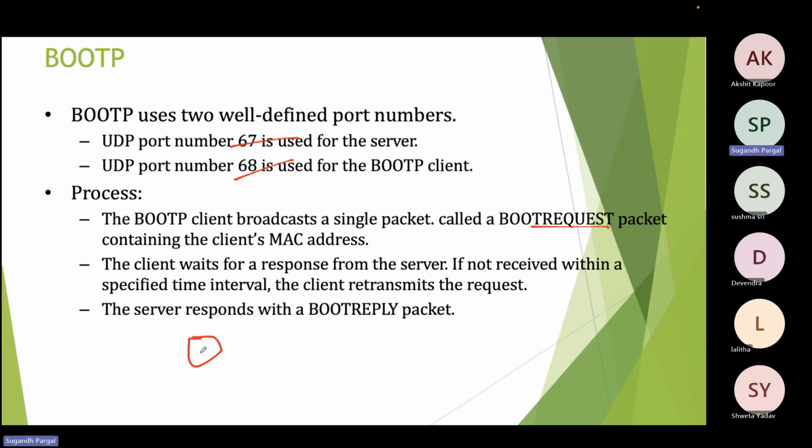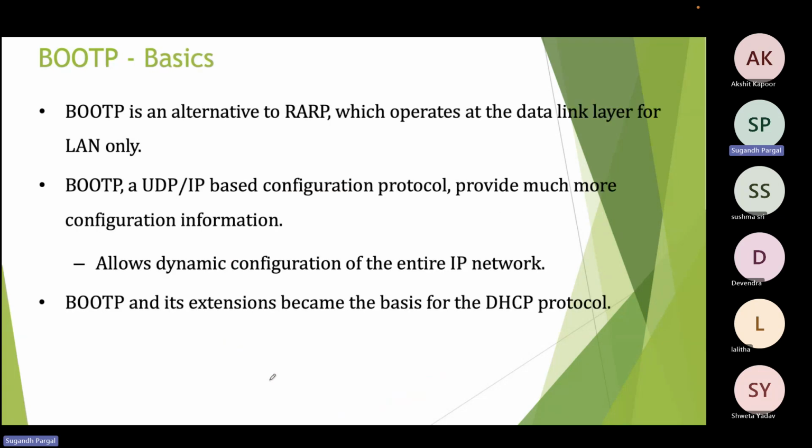Like this is a client. It sends a boot request as a broadcast message to different machines, and then it receives a response from the server. If not received within a specific interval, the client retransmits the request. So the server responds with a boot reply packet to the client, and then the client knows the IP address of its machine. So BOOTP is an alternative to RARP, which operates at the data link layer for LAN only.